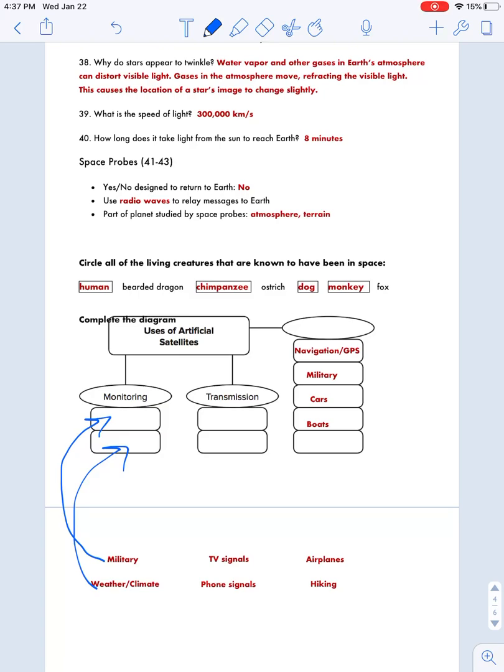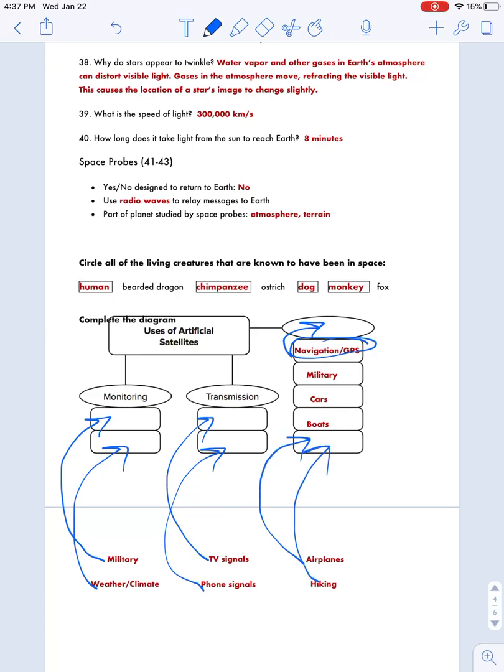We also have this communication where it can transmit TV signals and phone. That can be for information. It can be for entertainment, communication. And then navigation or GPS is supposed to be up here. I don't know why all of that moved down. We have our global positioning system, navigation, that's for directions. The military can use it, cars can use it, boats can use it, airplanes can use it, hiking can use it.